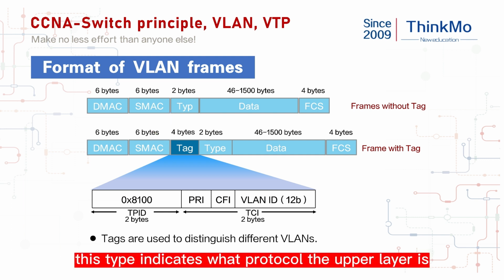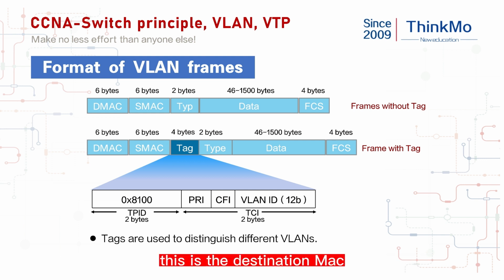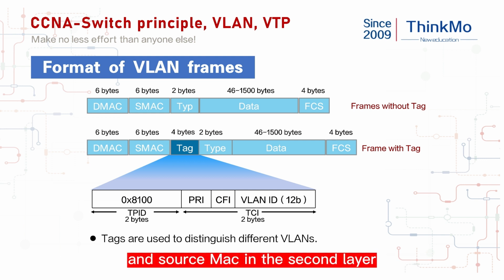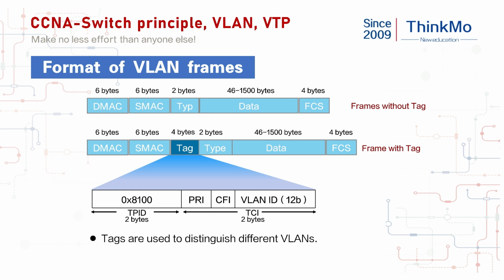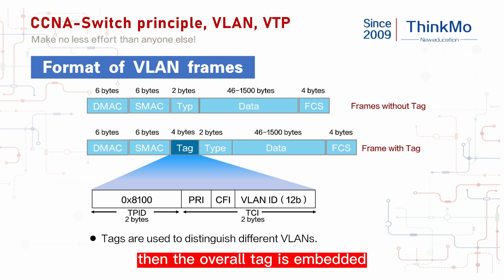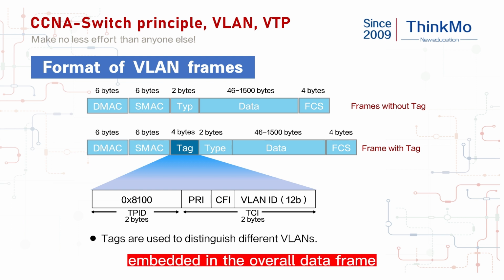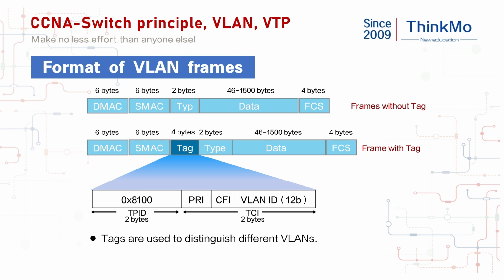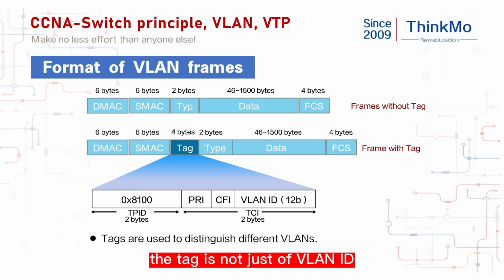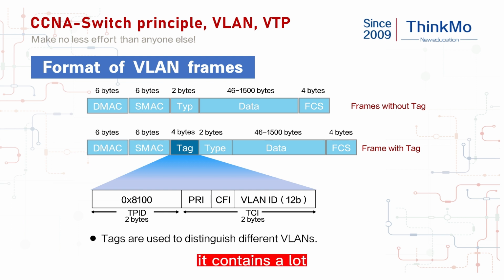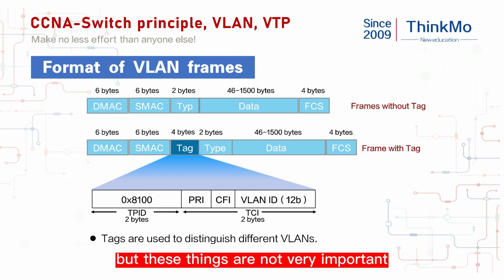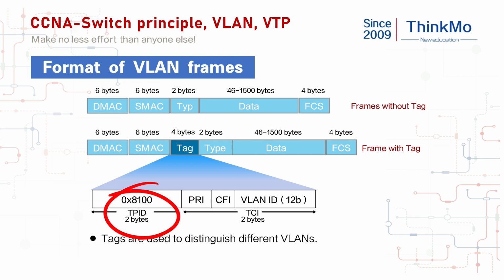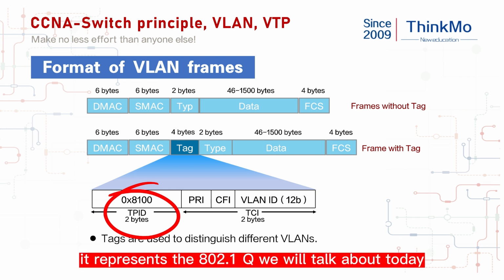This type indicates what protocol the upper layer is. This is the destination MAC and source MAC in the second layer, and the checksum. Then the overall tag is embedded in the overall data frame. The tag is not just a VLAN ID. It contains a lot, but these things are not very important. First there is a TPID. It represents the 802.1Q we will talk about today.